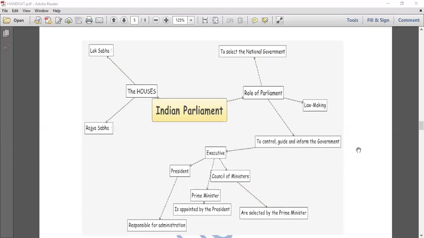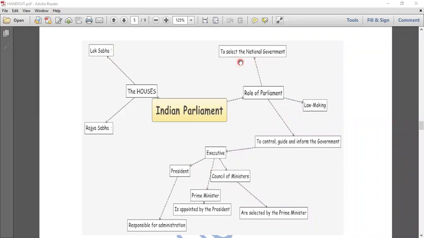Well, given so, we're going to now look today at the role of the Indian Parliament. We had earlier talked about how the Indian Parliament plays a very crucial role in the democracy. But today we have to actually think about exactly what is the point of having the Parliament in place, right? So the first role that we're going to talk about is the role of the Parliament. You're all able to see over here? Okay. So the first one is to select the national government.